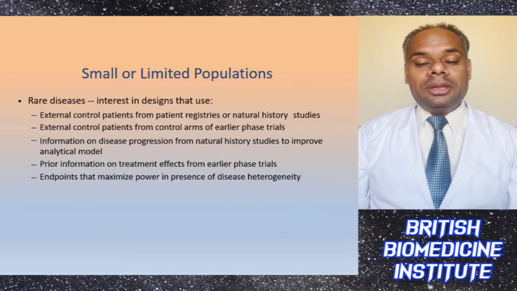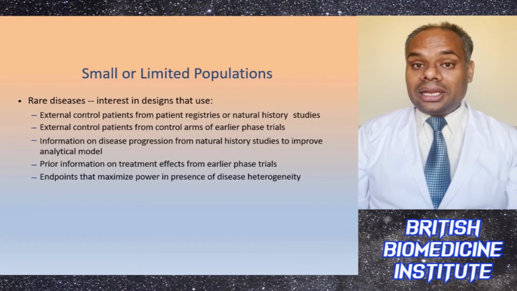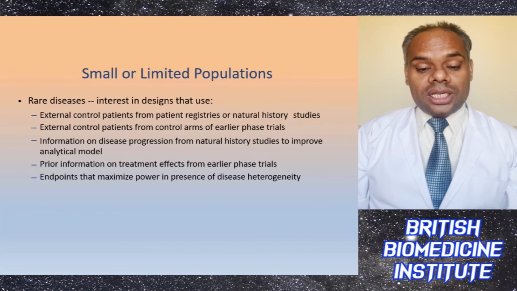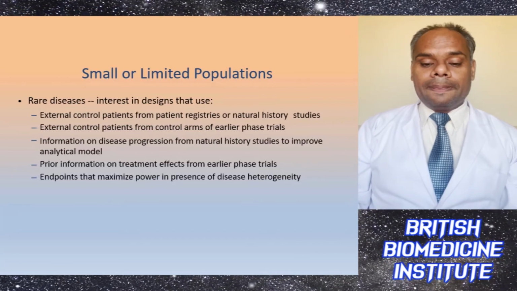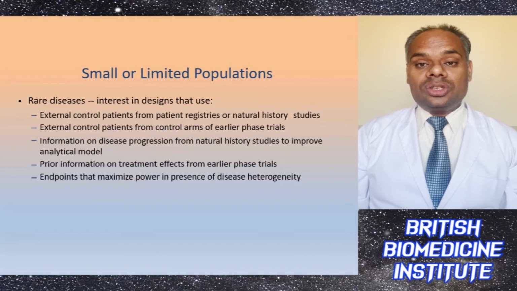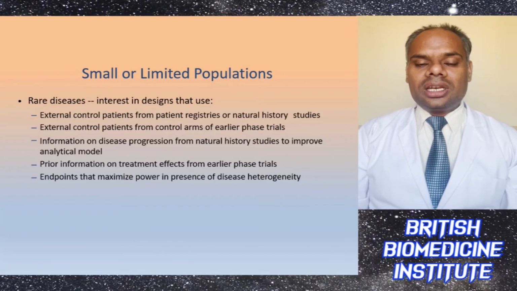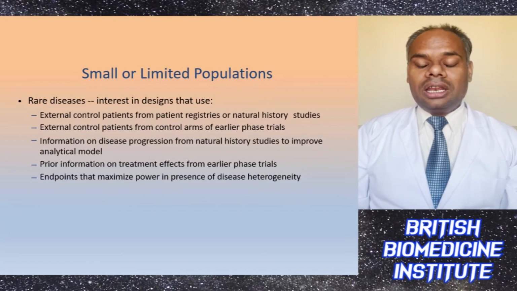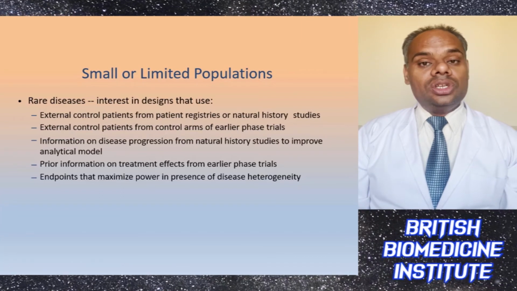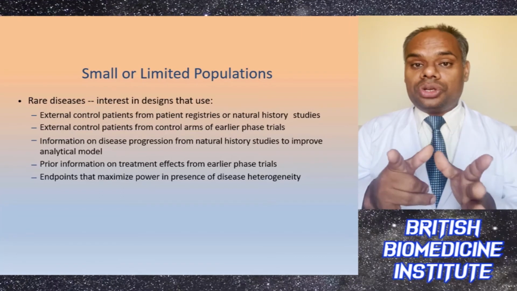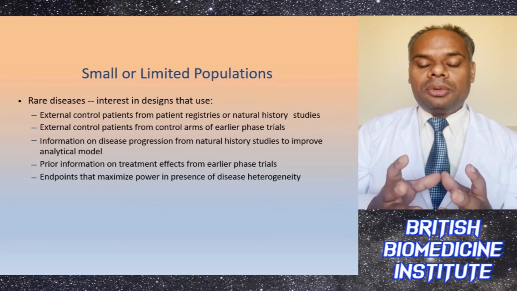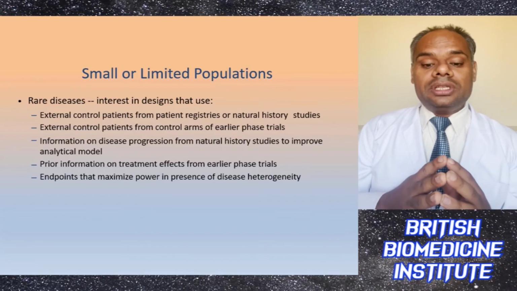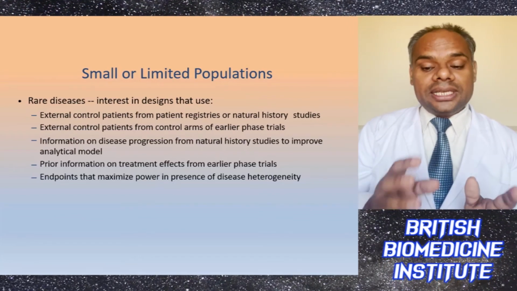So, under small and limited populations, we can carry out a rare disease trial model. Basically, there will be interest in designs that use external patient control from patient registries or natural history studies. There can be an external control for the patient arm for early phase trials. There can be information on disease progression from natural history studies in order to improve the analytical model. And prior information is also available on the treatment effect of earlier phase trials. And there are endpoints which can maximize the power in the presence of disease heterogeneity.